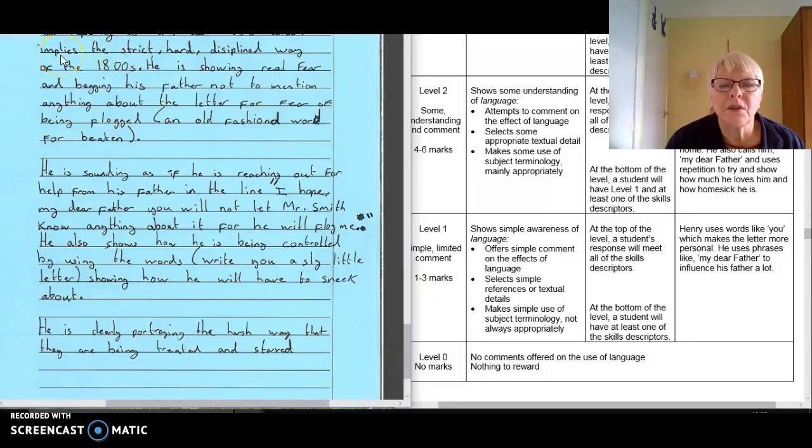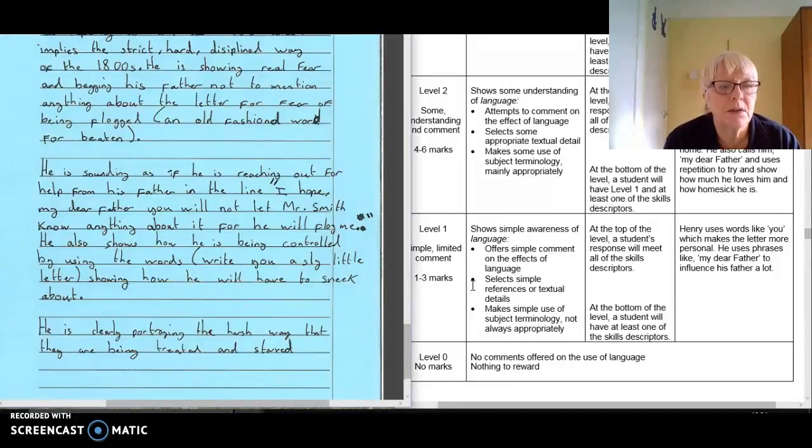So that limits your score to the bottom end of level 2, so it gives you 4 marks out of 12. If you had included some mention of the terminology, it would have given you marks towards the top end, 5 or 6 out of 12. And if you'd included some more points with quotes and the relevant terminology, you could have been scoring into band 3.